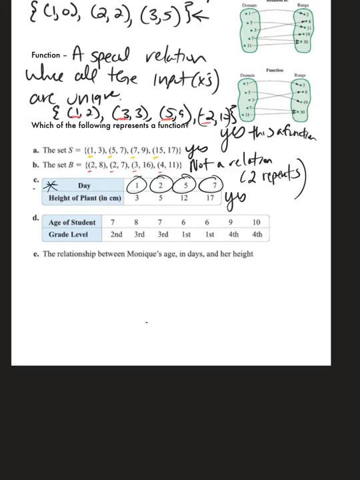For D, 7, 8, 7, I can stop there because even though I have more than 1 repeat, all it takes is 1 repeating input value, and then it is not a function.